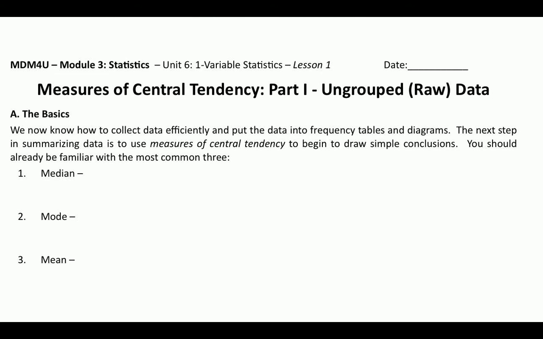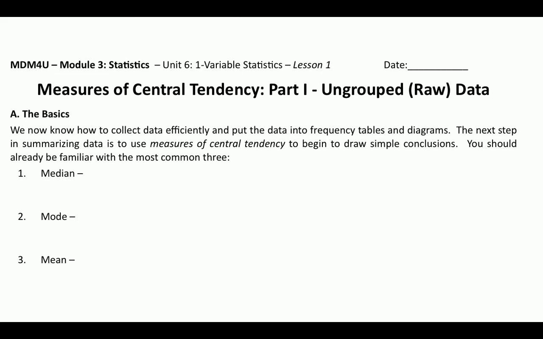So we're going to break it down into parts for one variable statistics. We want to look at the central values, or the middle values, or the values that are repeated the most, and that's measures of central tendency. In the next lesson, we'll look at dispersion, or how spread out the data are. So we'll look at central tendencies for this lesson, and then how spread out it is for the next one.